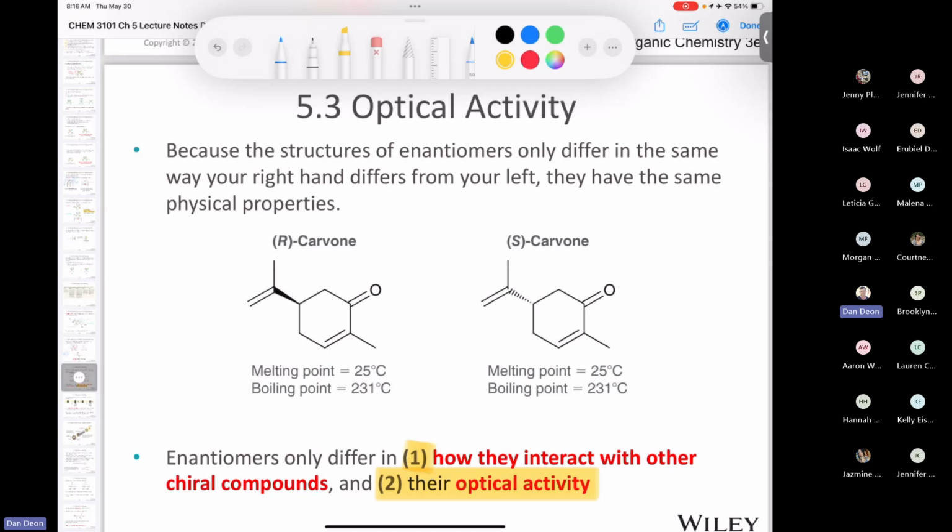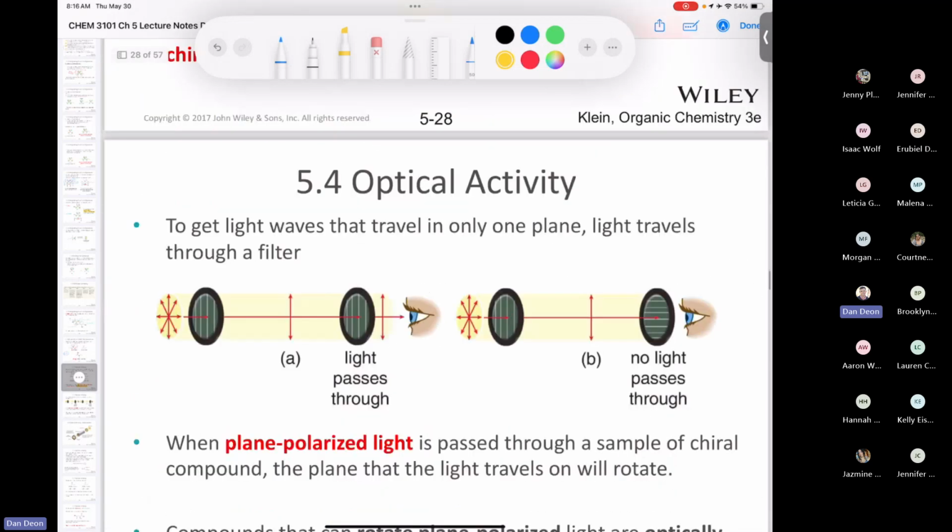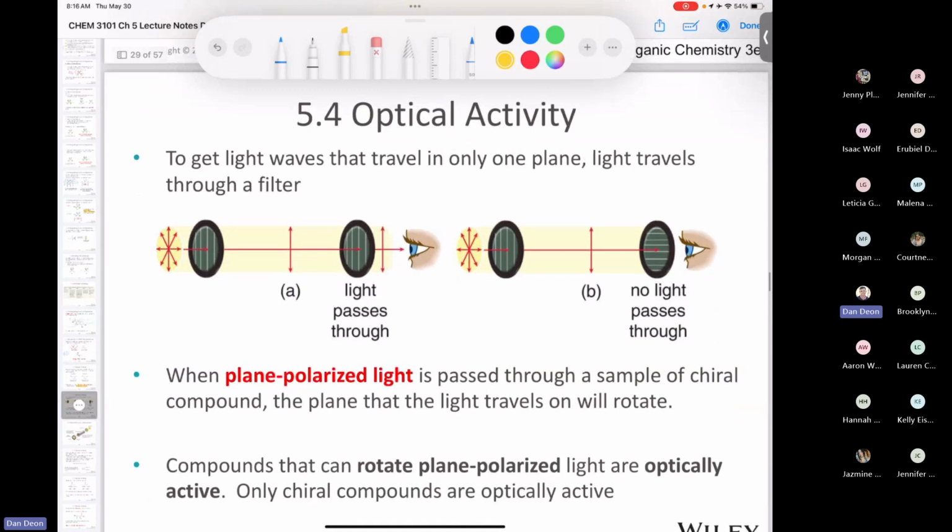Okay, so plane polarized light. And light is something that we've talked about recently. We did a whole chapter where we talked about light when we were talking about infrared spectroscopy. So we talked about how light is an electromagnetic wave that has two perpendicular oscillating planes, an electric one and a magnetic one. And if you think about light when it travels from a light source, the waves of light travel in all directions perpendicular to the direction of travel, okay?